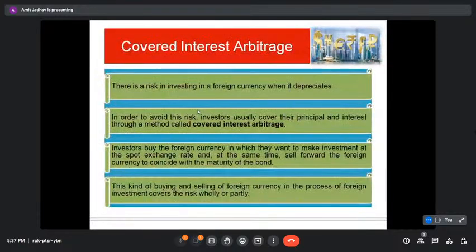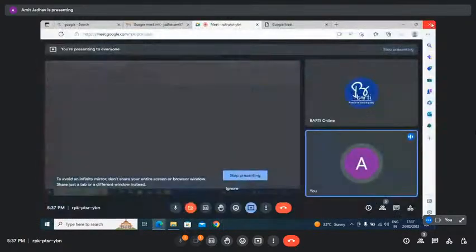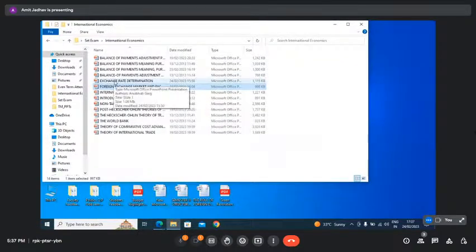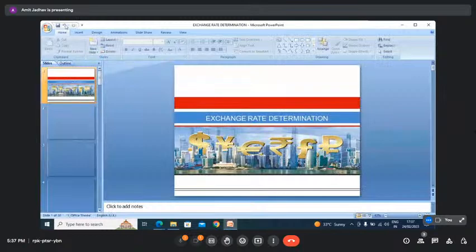Basically, that is the foreign exchange market, which includes the demand for foreign currency and the supply of foreign currency, and that market is controlled basically by the Reserve Bank in our case. There are also some commercial banks or brokers working in the market.